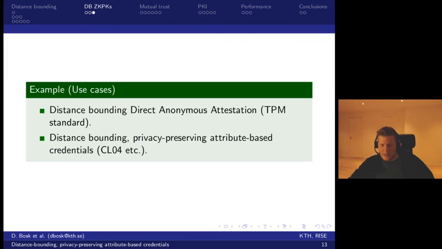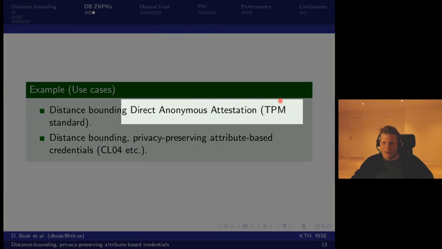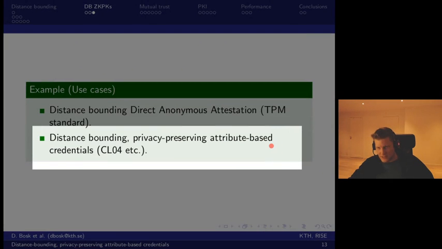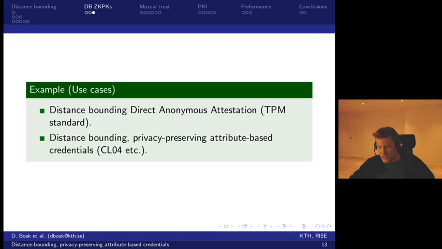So the neat thing about doing this for the Schnorr protocol is that we can use our distance bounding version of the Schnorr protocol as a drop-in replacement in other protocols. For instance, it's possible to have distance bounding direct anonymous attestation, which is the protocol part of the TPM standard. So you could make that one distance bounding. We could also have distance bounding privacy preserving attribute based credentials based on, for instance, CL04 by Camenisch and Lysyanskaya, and all the other protocols that are provided in that sort of framework. So we can basically make a lot of useful tools distance bounding using our scheme.